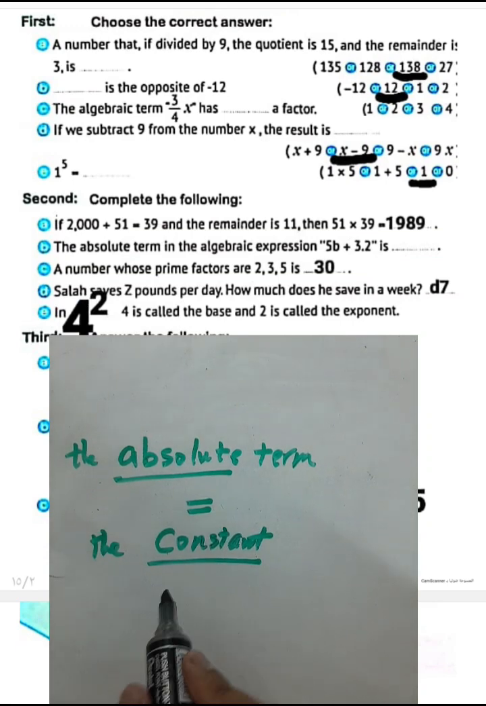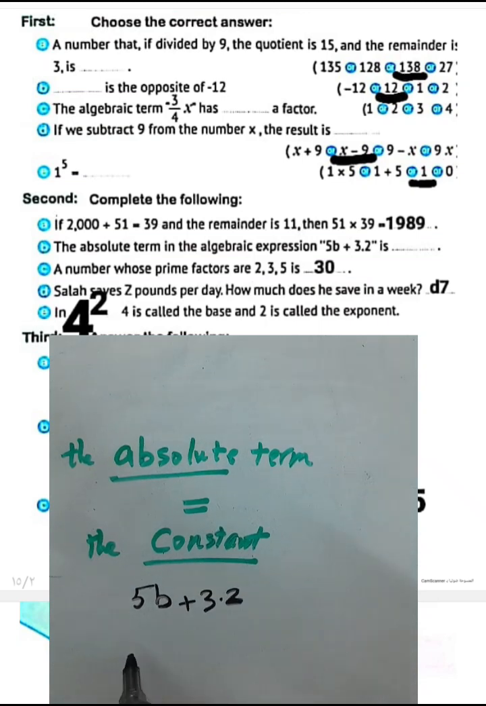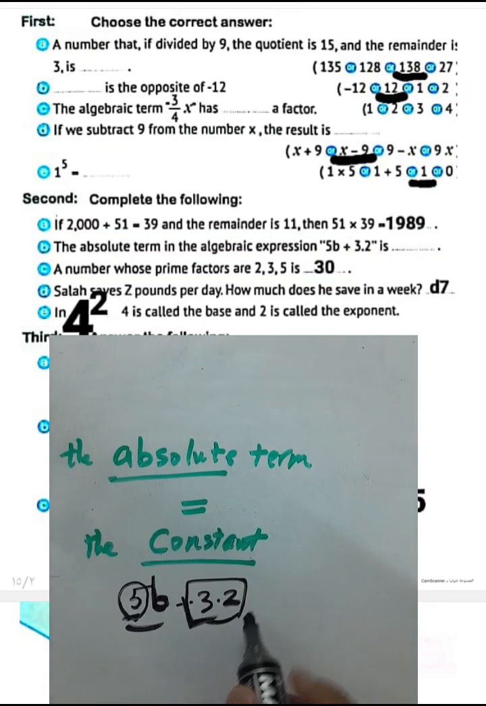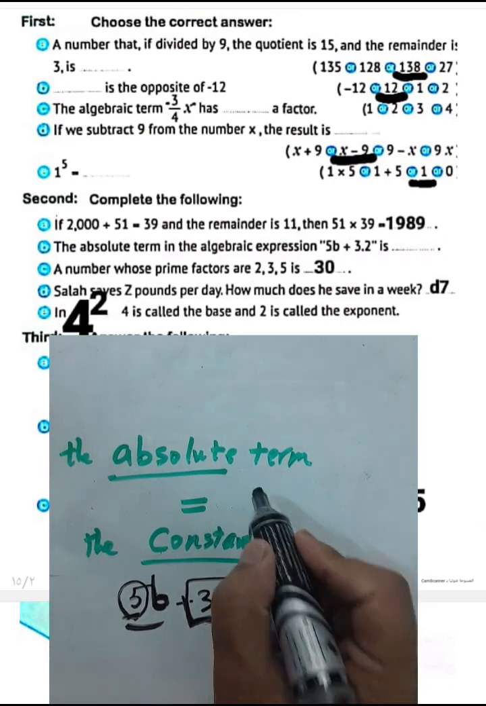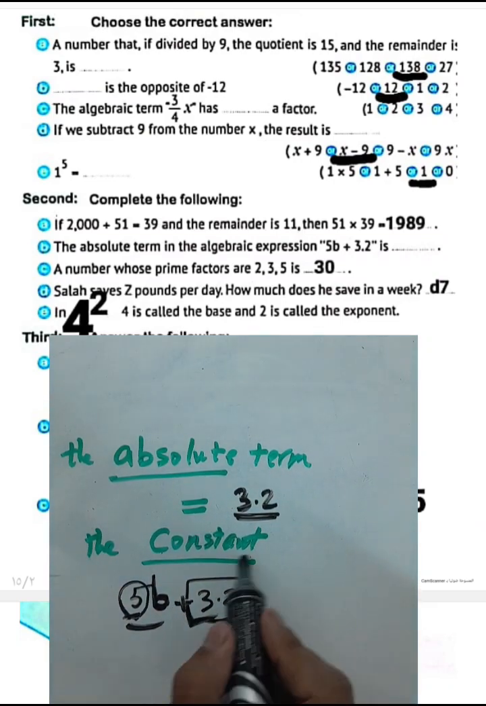We have here 5b plus 3.2. 5 is the coefficient. 5 we call the coefficient. And 5b is a term. And 3.2 is a constant. So the absolute term here will be 3.2. 3.2 we call the constant.